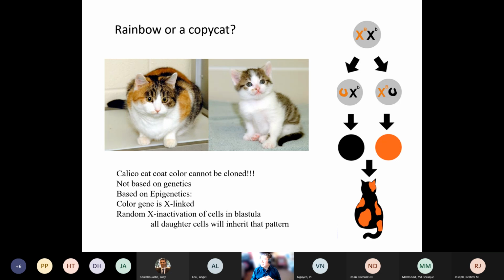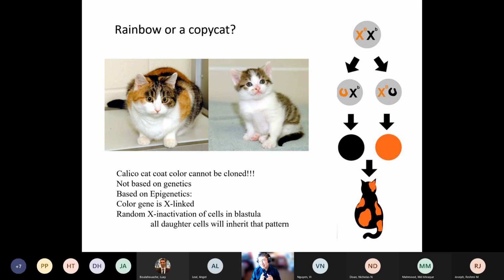On the first slide, I show you this calico cat. Some people really like cats. This is a famous breed, and people like to collect this kind of cat because they have a beautiful coat color. Some people really like that coat color pattern, but you can't clone the color pattern.